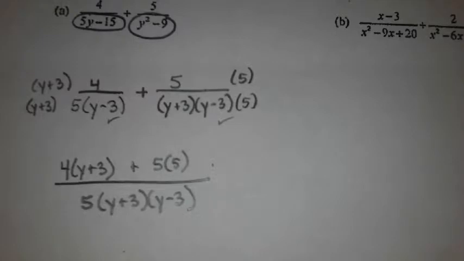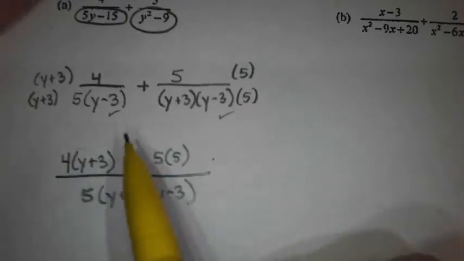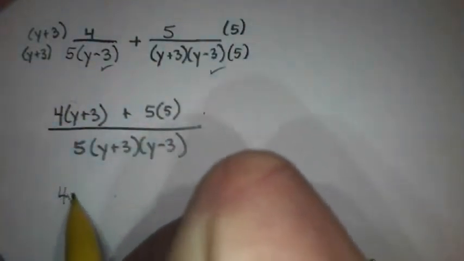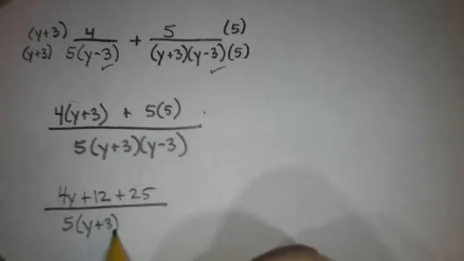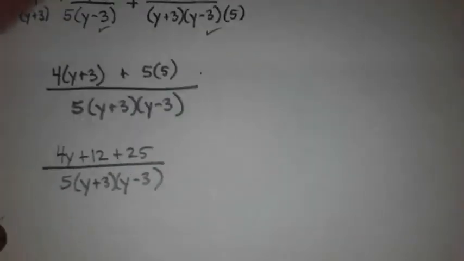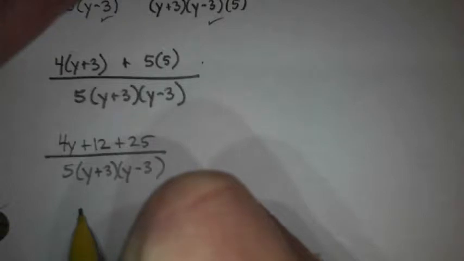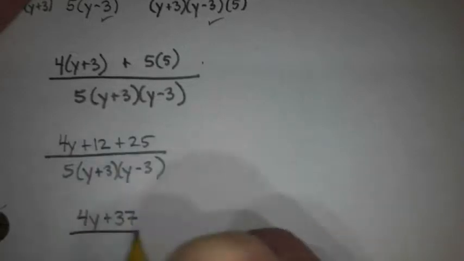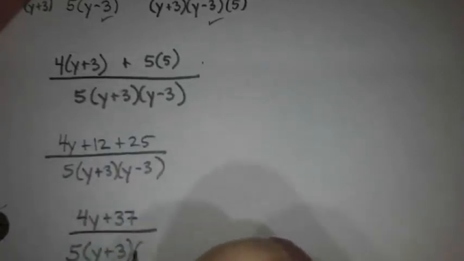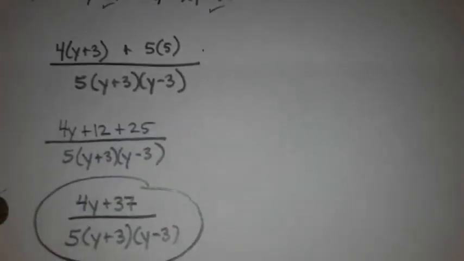You just need to simplify the numerator. You do not ever multiply out that common denominator again. You factored it, keep it factored. But your numerator we would simplify. So that's going to be 4y plus 12 plus 25 all over that common denominator. And then what is my final numerator when it's fully simplified? 4y plus 37 over your denominator. Yes.